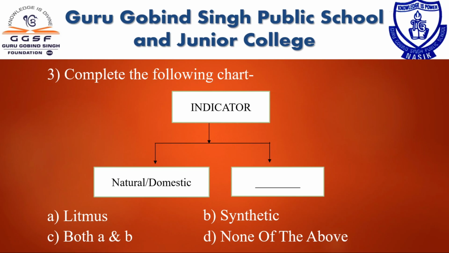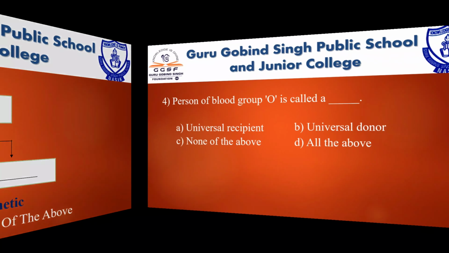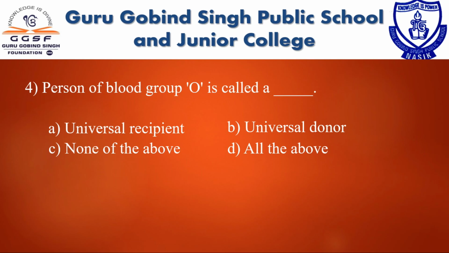The third question is you have to complete the given chart. Here indicators are of 2 types. One is natural or domestic indicator and the second one is synthetic indicator. Next question is, a person of blood group O is called as dash. We know that students, the person with blood group O is the universal donor. So the answer is B, universal donor.